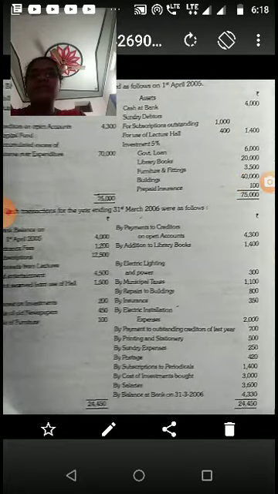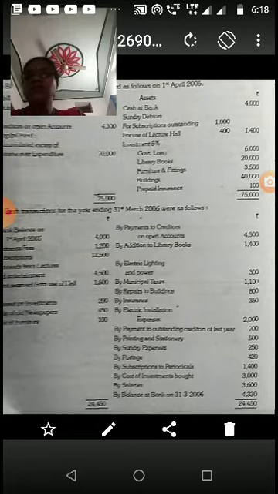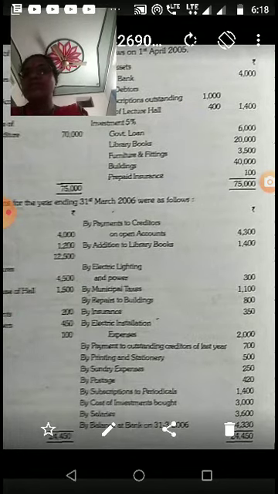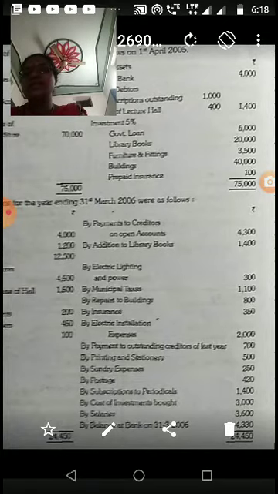Next, assets side: cash at bank 4,000, sundry debtors for subscriptions outstanding 1,000, for use of lecture hall 400. Investments 5% government loan 6,000, library books 20,000, furniture and fittings 3,500, buildings 40,000, prepaid insurance 100.